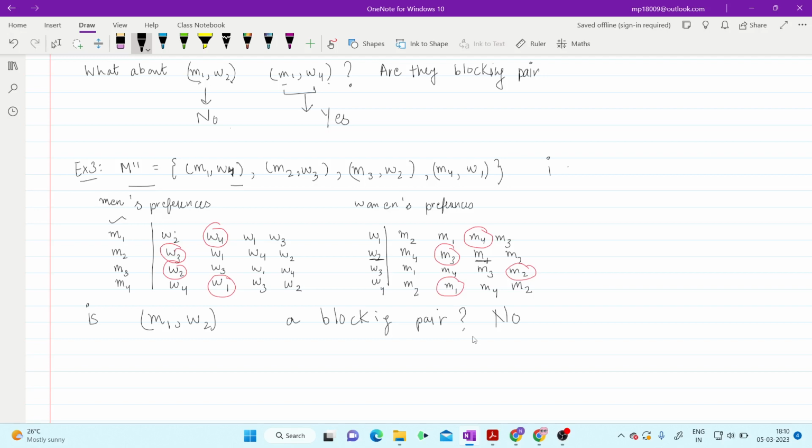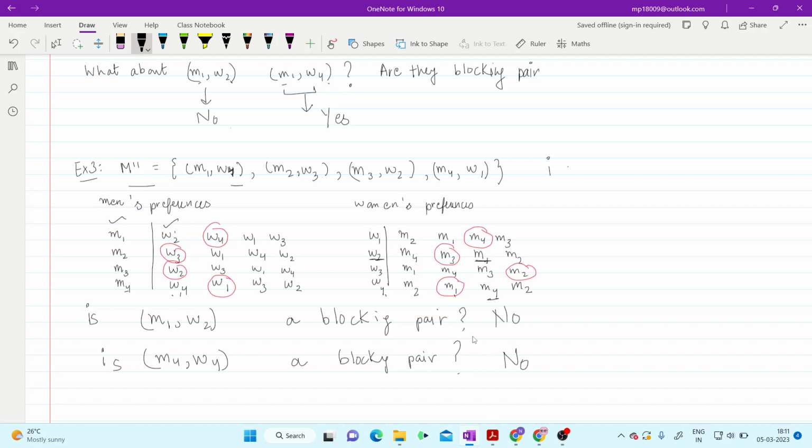And what about M4W4? Is M4W4 a blocking pair? No, because W4 prefers M1 over M4. So it is also not a blocking pair. So we see that this is not a blocking pair, and this is not a blocking pair.